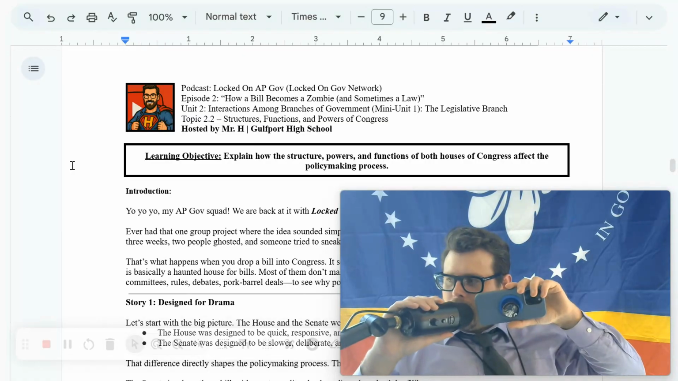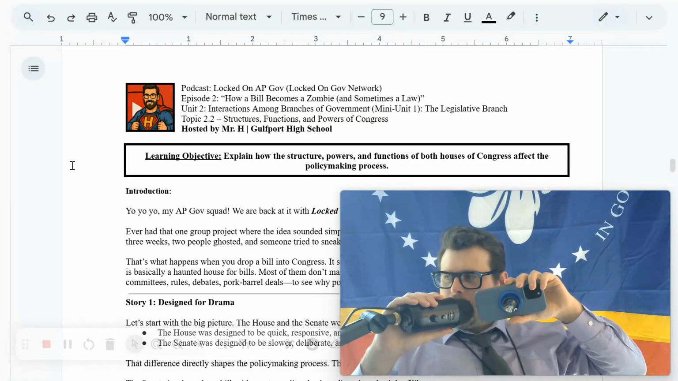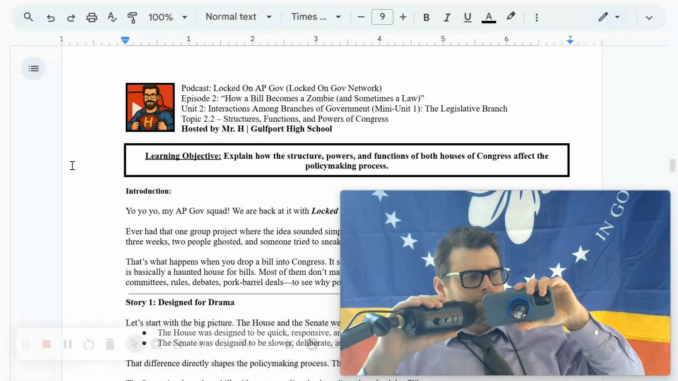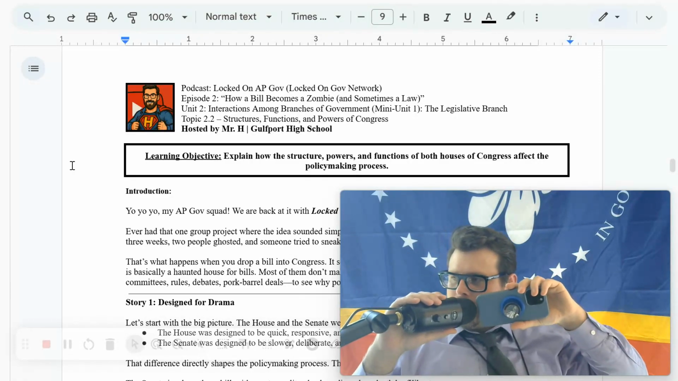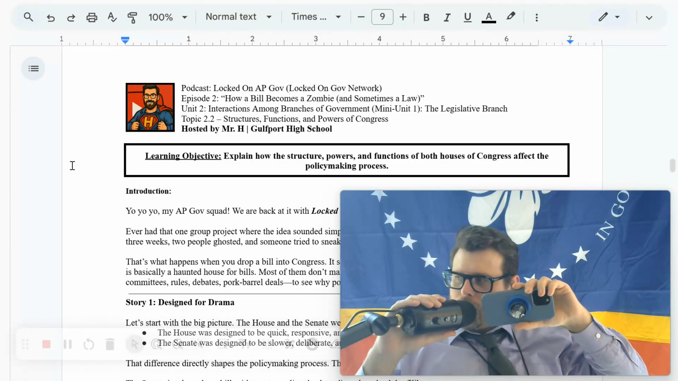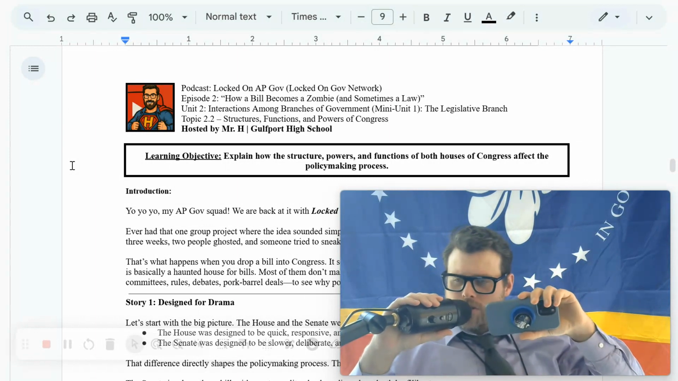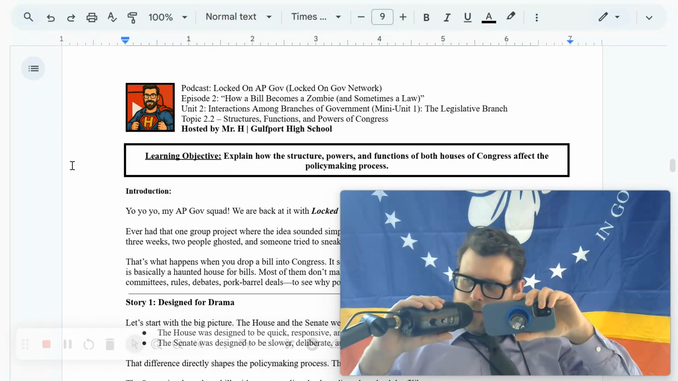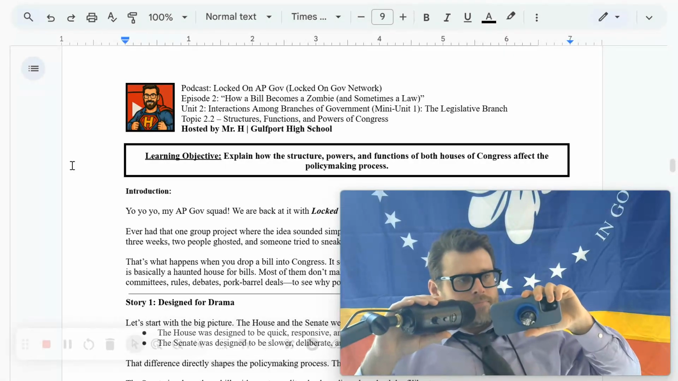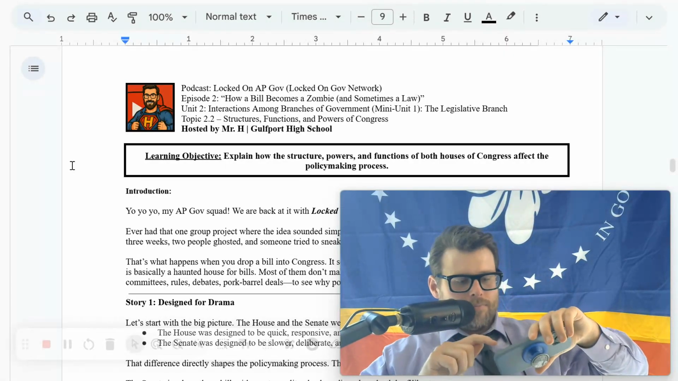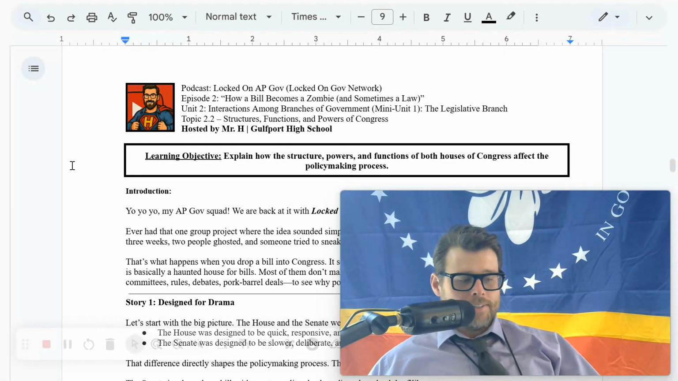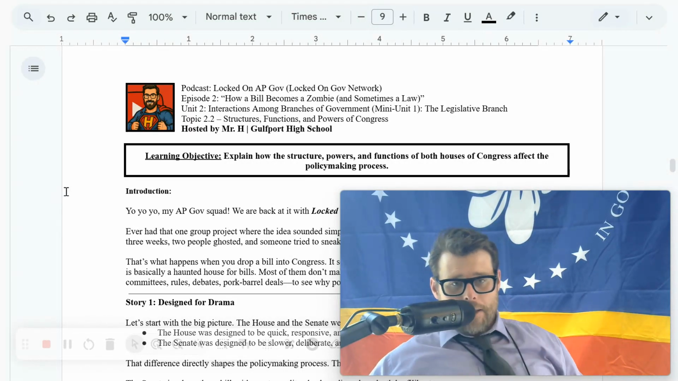Get Locked On Gov, AP Gov. Let's get it, yeah. Lock in this stuff, it's so important. Stay dangerous. Let's dominate that exam in May. Oh, yeah. All right. Enough cringe. Let's get it. All right.